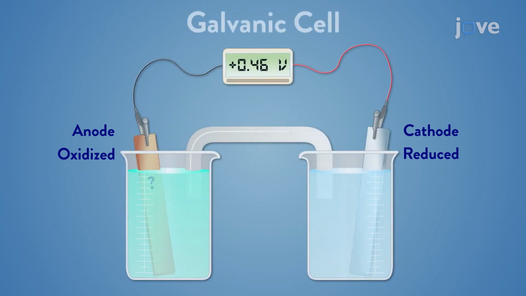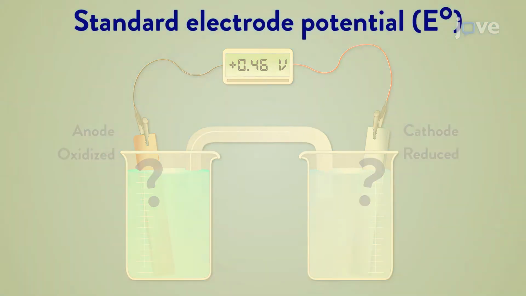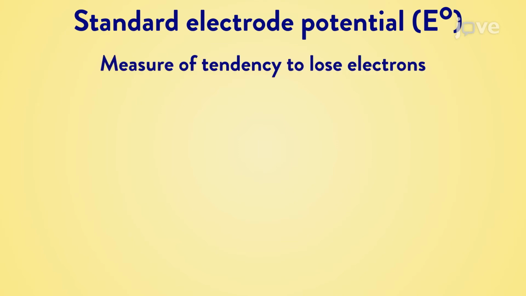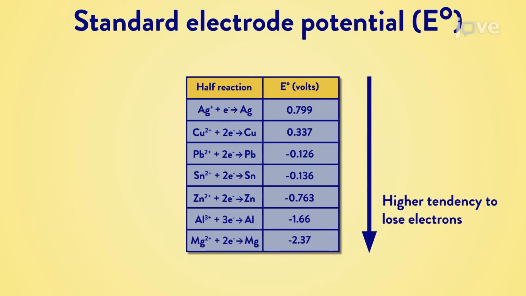So how do we know which metal acts as the anode and which acts as the cathode? We can use the standard electrode potential of the metal, which is a measure of the metal's tendency to lose electrons. A more negative electrode potential means that the metal has a higher tendency to lose electrons.